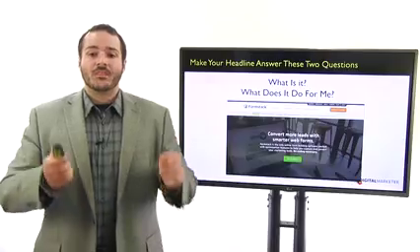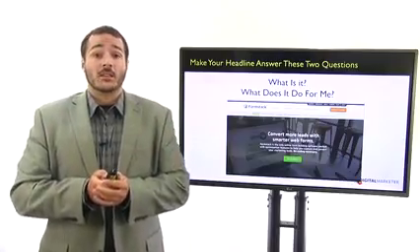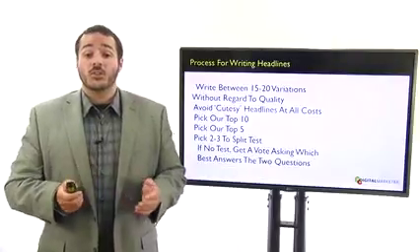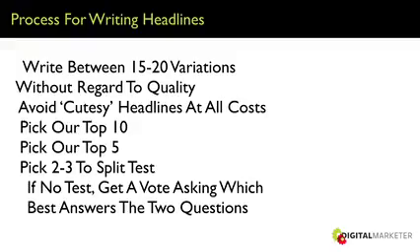Okay. So now let's talk about the process for writing headlines. This is a great process, and you should get used to doing this. Generally, I say write between 15 and 20 variations, if you can, when you're going through a brainstorm, without regard to quality at all. Just bust them out, okay? Avoid cutesy headlines really at all costs. Keep those two questions in mind while you're doing it. And then when you've written out those 15 to 20, pick your top 10, okay? Then once you're done picking that top 10, pick your top 5 out of that top 10. And then now pick 2 to 3 to split test.